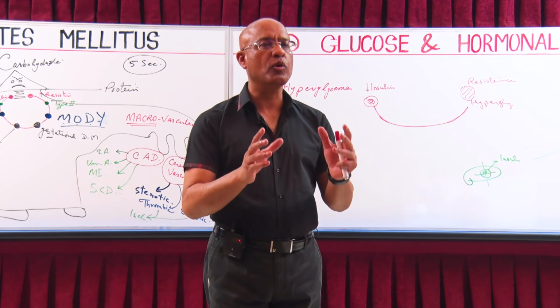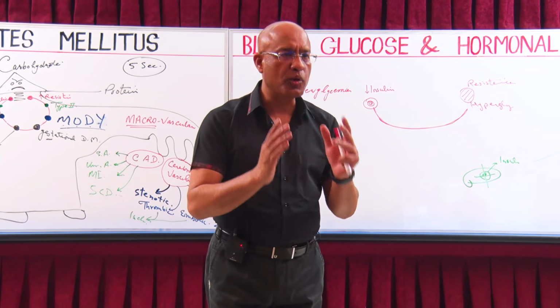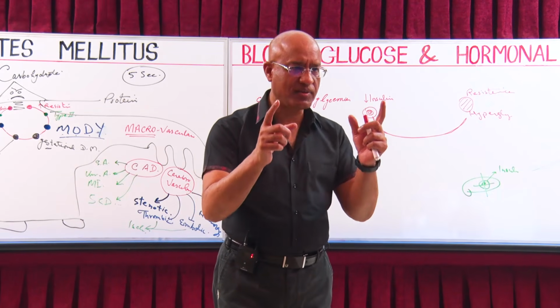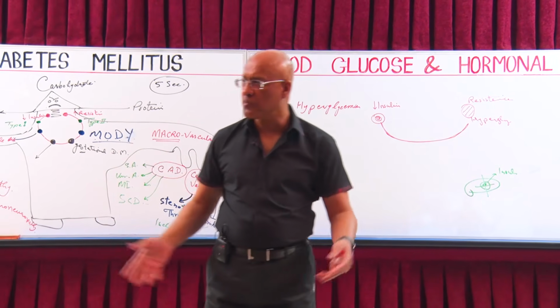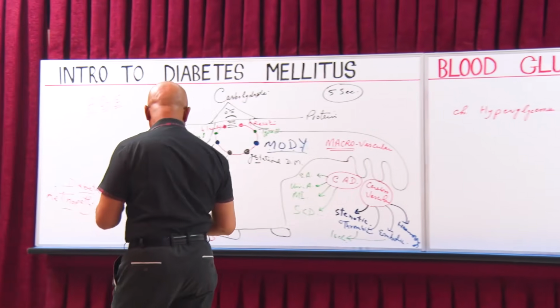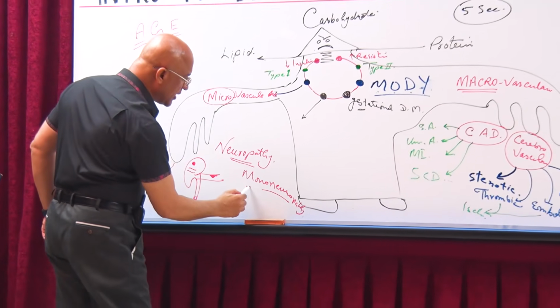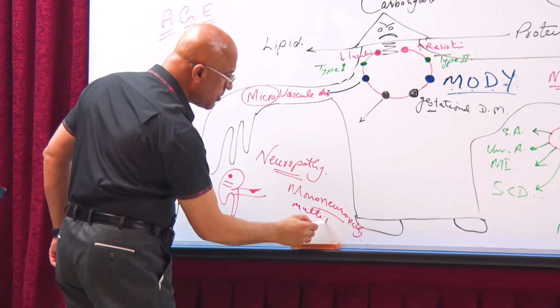This condition is also called mononeuritis multiplex. Multiplex, you know, like cinemas, multiple screens. So multiple nerves are involved. We call it mononeuropathy multiplex.